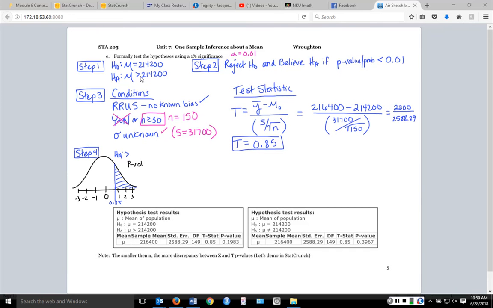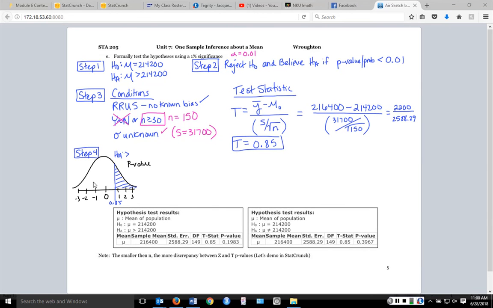But now my p-value I'm actually going to get from StatCrunch here. But notice I gave you two sets of output, so we got to make sure we're looking at the right one. What's the difference between the two? It's looking at that alternative hypothesis sign. This would be our one-tailed test that actually matches what we have up here. This would have instead been a two-tailed test.